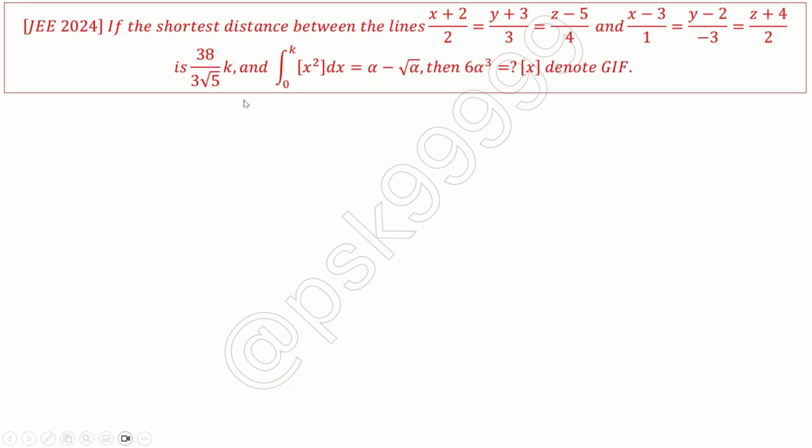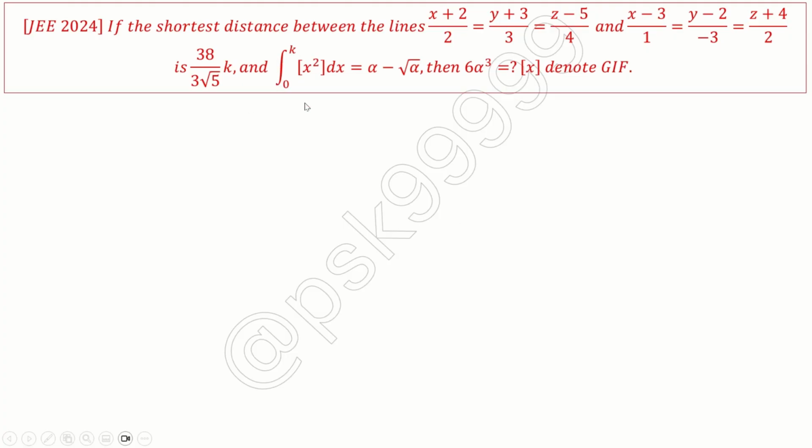If the shortest distance between the lines (x+2)/2 = (y+3)/3 = (z-5)/4, and (x-3)/1 = (y-2)/(-3) = (z+4)/2 is 38/(3√5) k, and the integral from 0 to k of [x²] dx is α − √α, then what is 6α³?